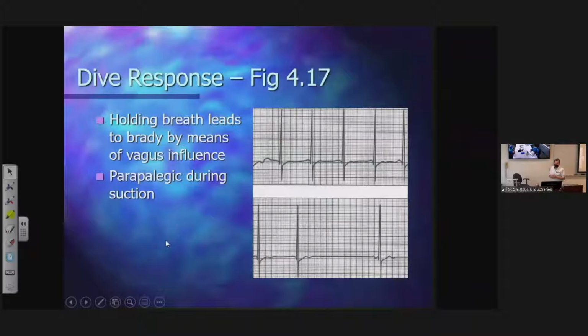And for us, if you take a big breath in and bear down, like a Valsalva maneuver, that puts a lot of pressure on your carotid baroreceptors, and your heart rate will drop. So if you take a deep breath and hold it, your heart rate will start dropping. This is an example of an EKG of a paraplegic man where they stopped his ventilator to suction his lungs, and he had a bout of bradycardia.